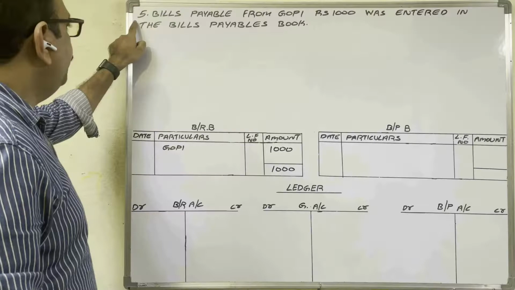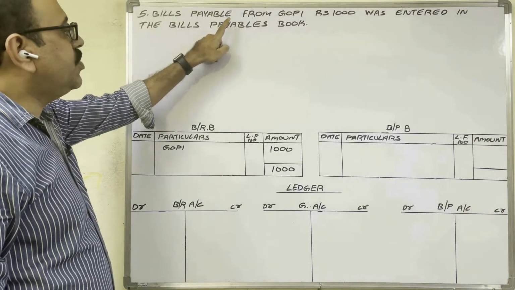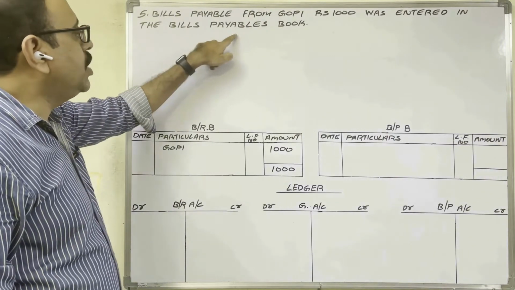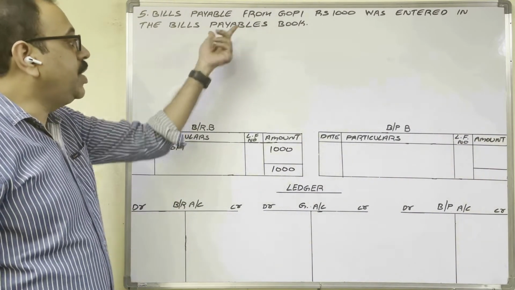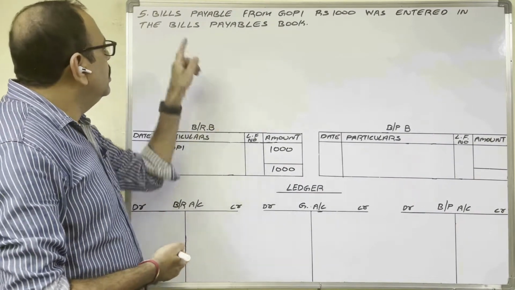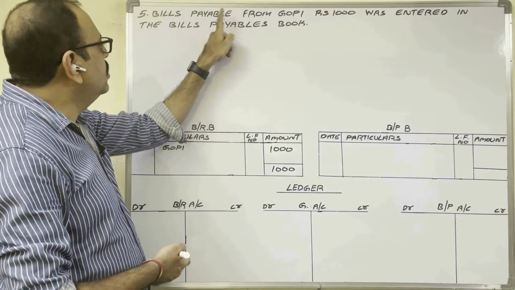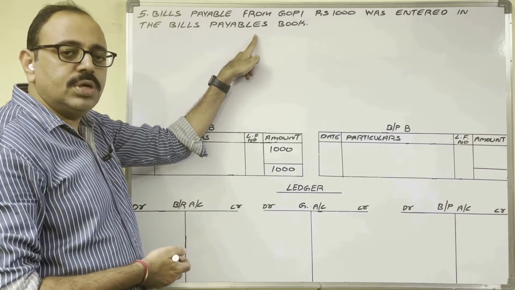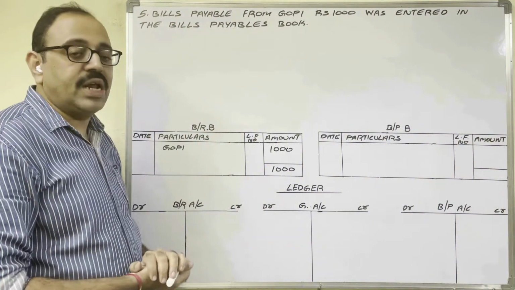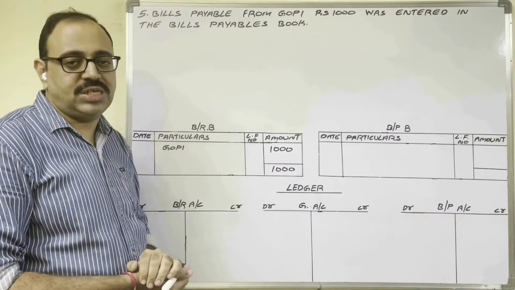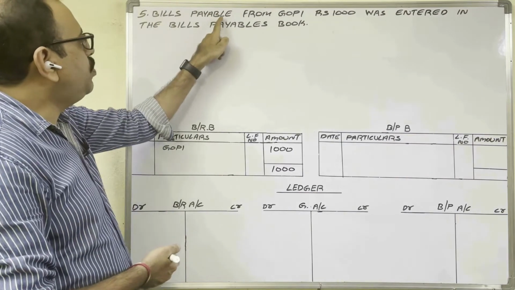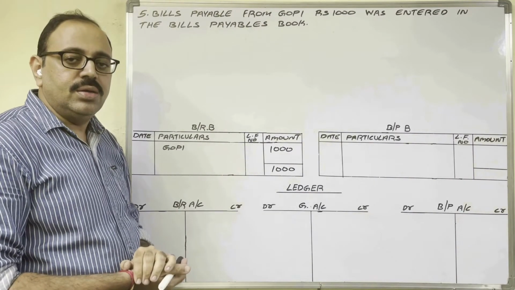Narration is the same. Fifth one, bills payable from Gopi 1,000 rupees was entered in the bills payables book. Bills payables book is also one subsidiary book. You may think this is a bills payable transaction, they recorded in the bills payable book, then what is the error here? This is not a bills payable transaction. This is a bills receivables transaction.